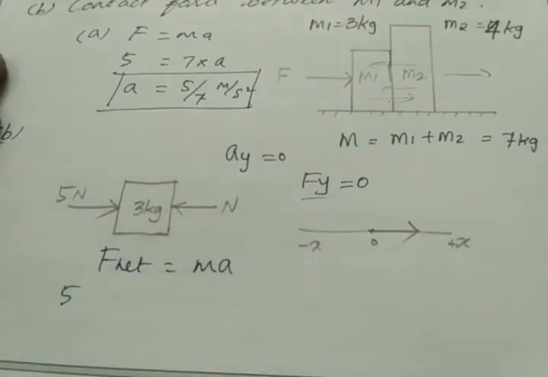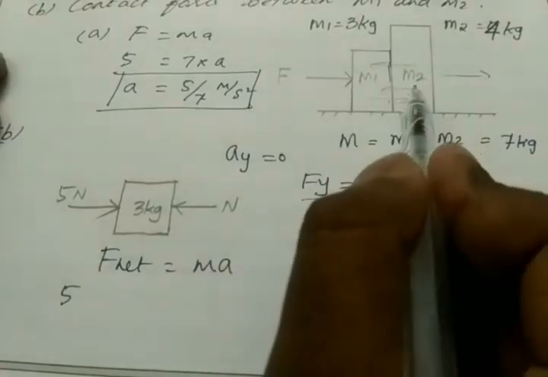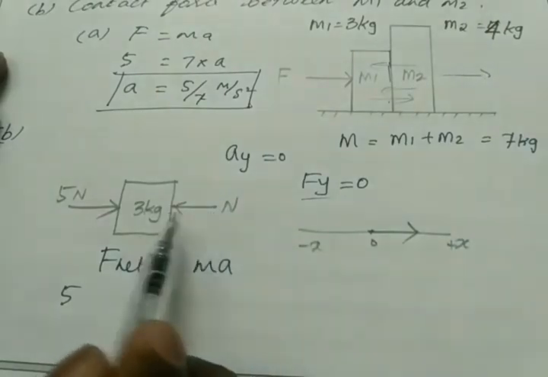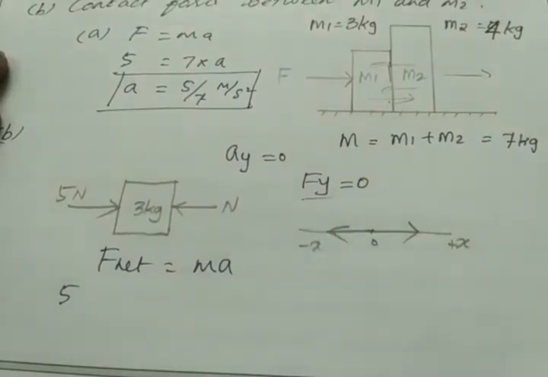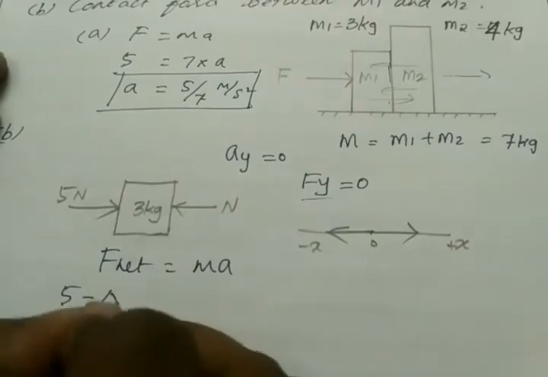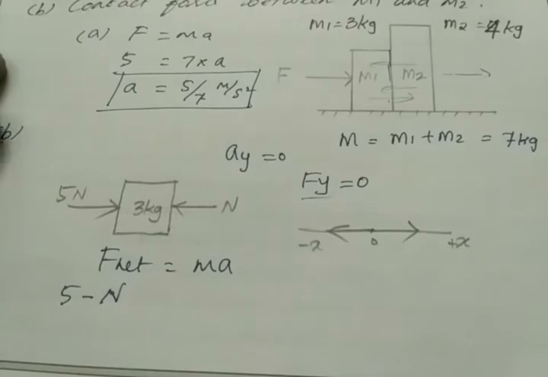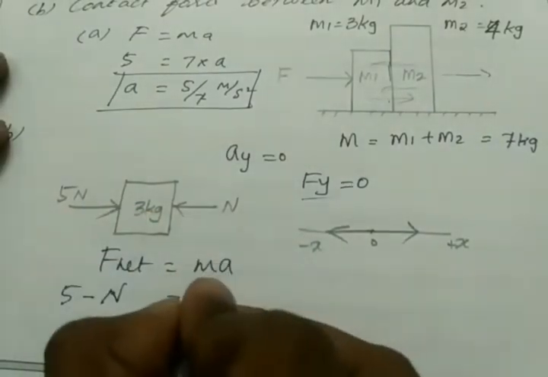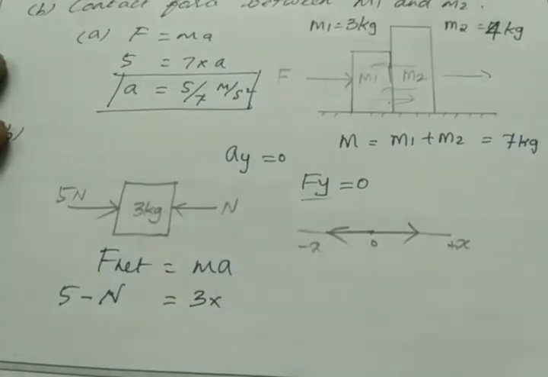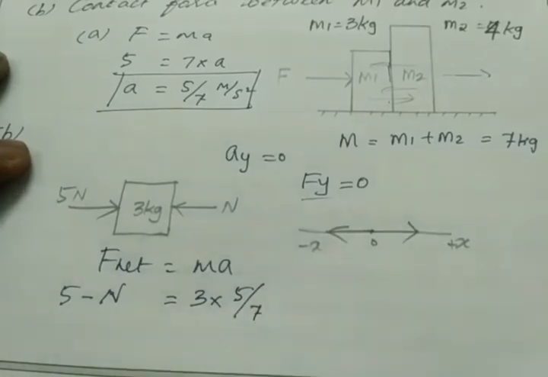Okay, clear? Then my normal force, which is provided by mass 2 acting towards mass 1, is in the negative x-axis, right? So I take minus N. So this is my F net. Clear? Then the mass of object 1 is 3 kilogram. Then the acceleration, which we found already, is 5 by 7 meter per second squared.